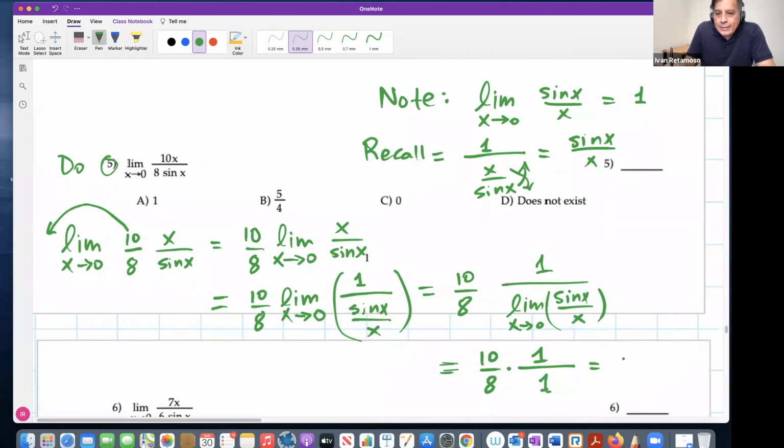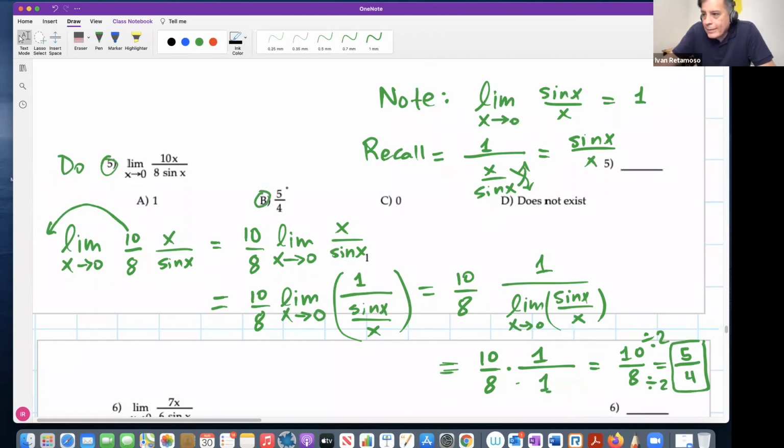10 times 1 is 10. 8 times 1 is 8. Simplify. Mathematicians appreciate it if you simplify, divide both numerator and denominator by 2. This will be 5 over 4. Right? 5 over 4. Look for your answer. Is there? Excellent, right? Yeah, number 5.